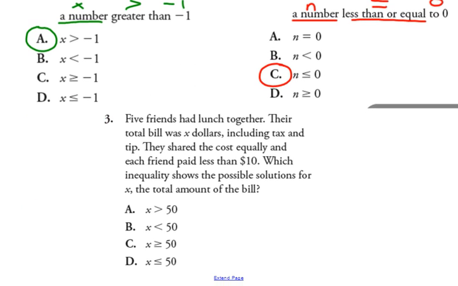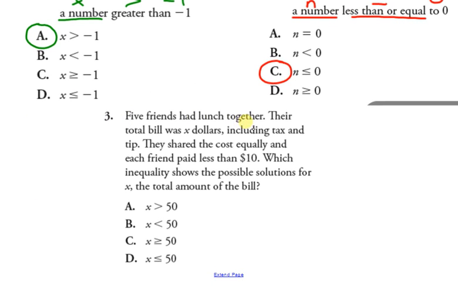Okay, let's take a look at this one. 5 friends had lunch together. Their total bill was X dollars, including tax and tip. They shared the costs equally, and each friend paid less than $10. Which inequality shows the possible solutions for X, the total amount of the bill? Okay, this one is tricky. So there's 5 friends and they each paid less than $10. So let's think of one possible number they could have paid. What if they paid $9 each? Okay, because that's less than 10, right?